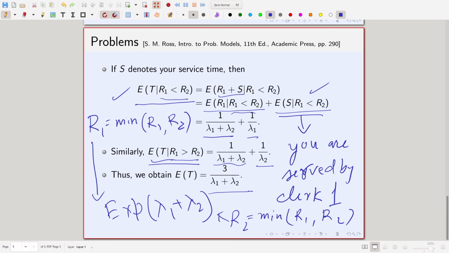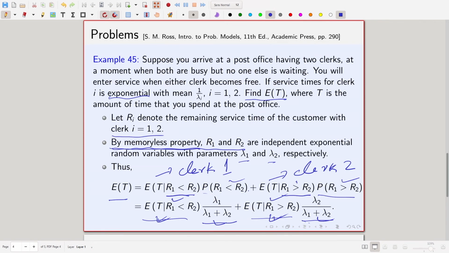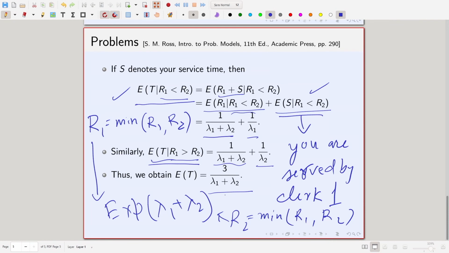That is the mean time you spend in the post office, your waiting time plus your service time. The main step here is breaking this expectation of T in this way. This conditioning argument is very important in many places in probability, and we see yet another example where it is very helpful. We first condition on whether R1 is less than R2 or R2 is less than R1, then we calculate each component, and we finally get that expectation of T is 3 over lambda 1 plus lambda 2.